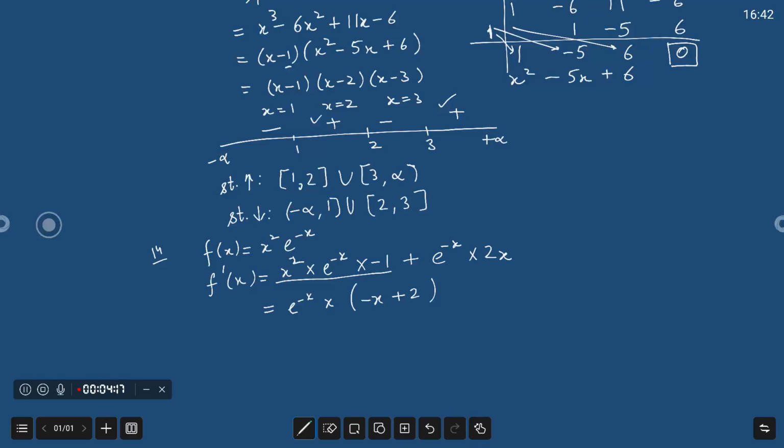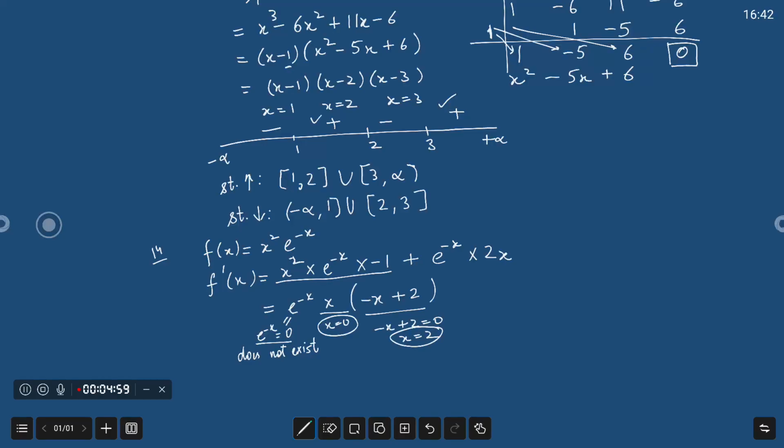So what are the critical points? This is going to give you x = 0. If you equate e^(-x) equal to 0, there is no value of x that is going to satisfy this condition. So this does not give you any root, and you can ignore this factor. x gives you x = 0. What about this? Minus x plus 2 equals 0. That means what is the value of x? x gives you 2. So you got two values of x, 0 and 2.